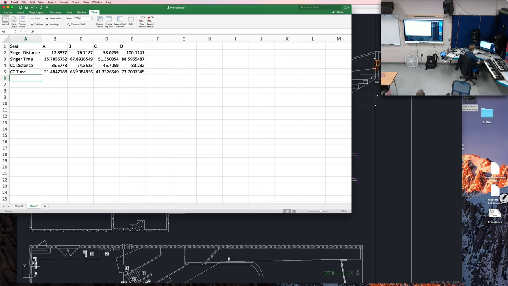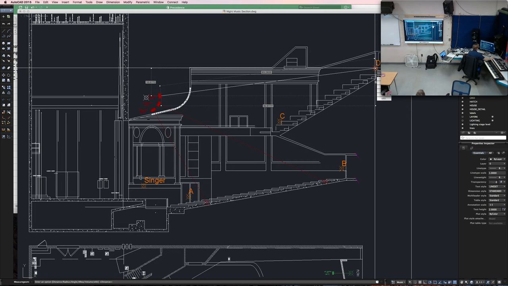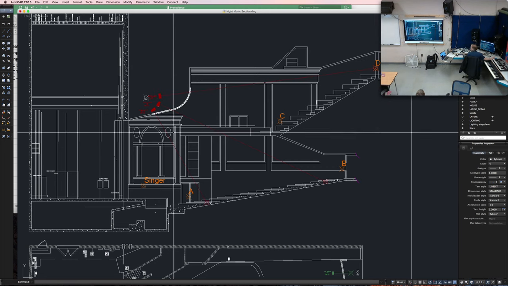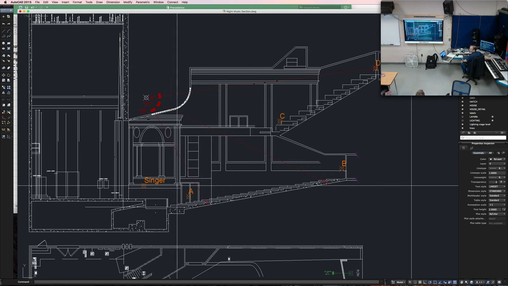So the best way to figure that out is to take the center cluster time minus the singer time, and that'll tell me the difference between those two times. Okay, and that's 15 and a half milliseconds. Positive, which means the singer's coming first. Could have told you that just looking at the CAD file, right? The singer is closer than the loudspeaker is, so the singer will get there first.